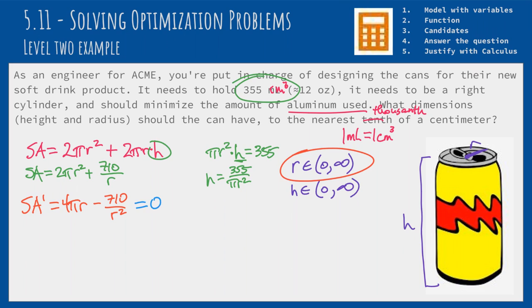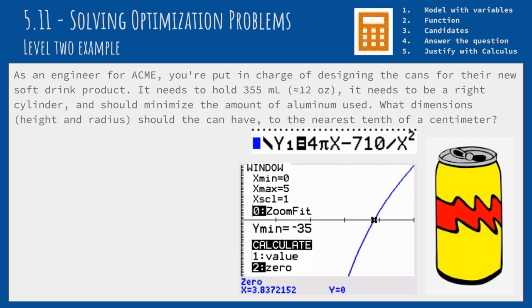We do want to figure out, though, when this is equal to 0. And so when we solve this, we are going to use our calculator, because this is a calculator problem. So we're going to plug this derivative into our calculator. We do want to make sure we write on our paper that we're setting that derivative equal to 0. So this is the equation that we're solving.